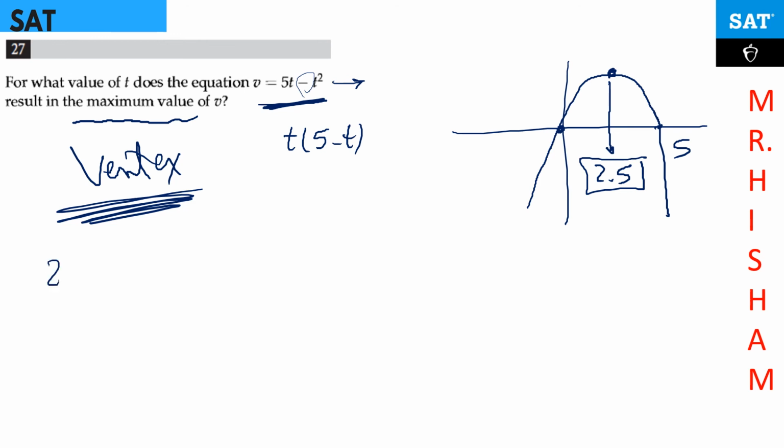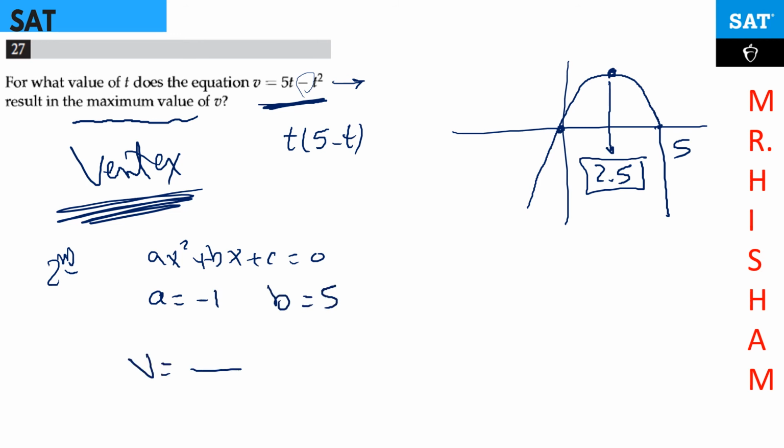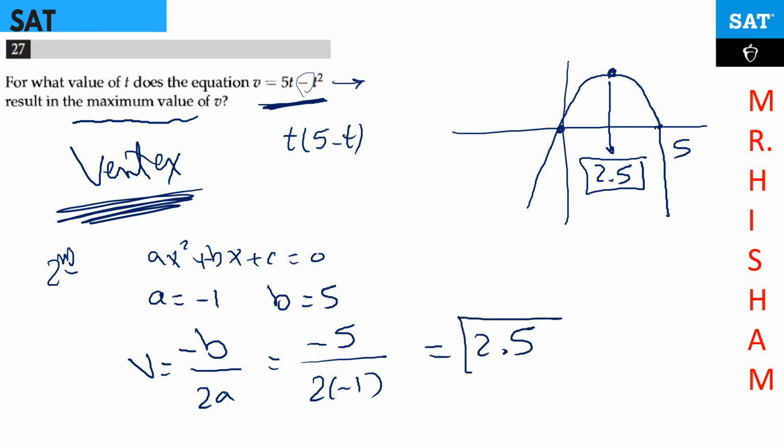Or the second method, you arrange it in the equation ax squared plus bx plus c is equal to 0. So a is equal to -1 and b is equal to 5. And if you remember, if I want to find the vertex, it's -b over 2a. So it's -5 over 2 multiplied by -1, which is also 2.5. So the maximum value of v is at t equal to 2.5.